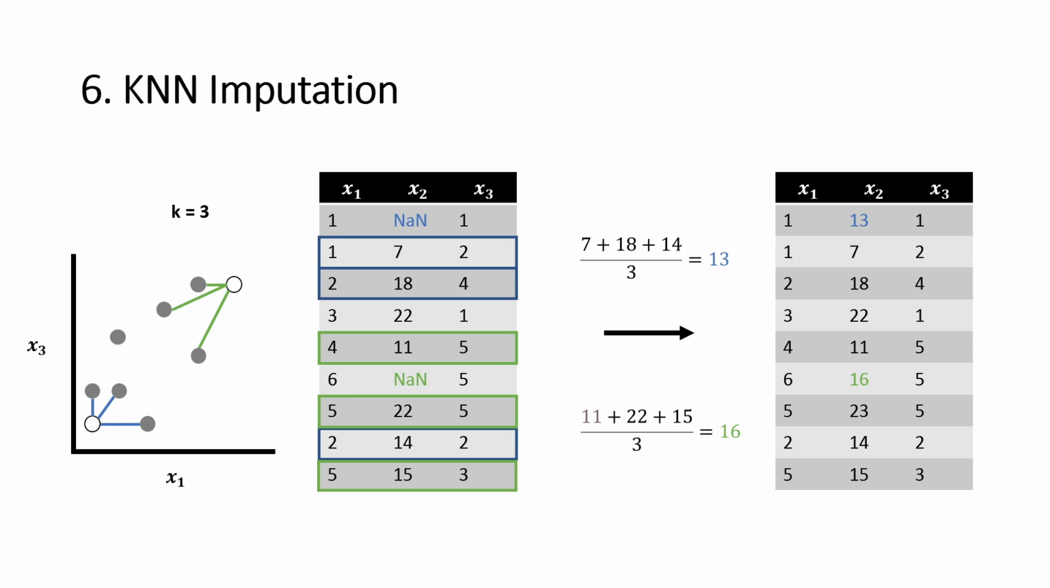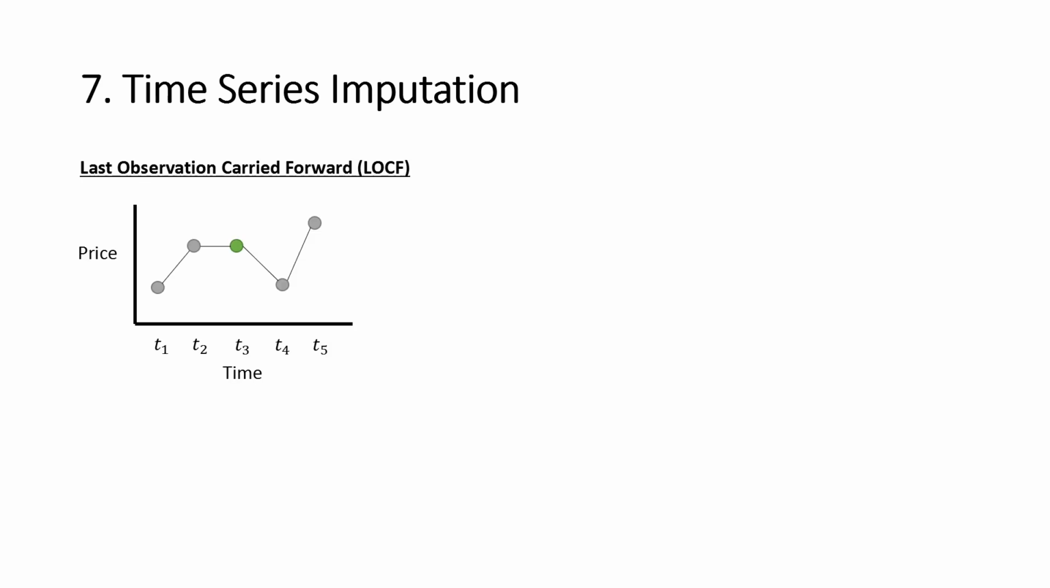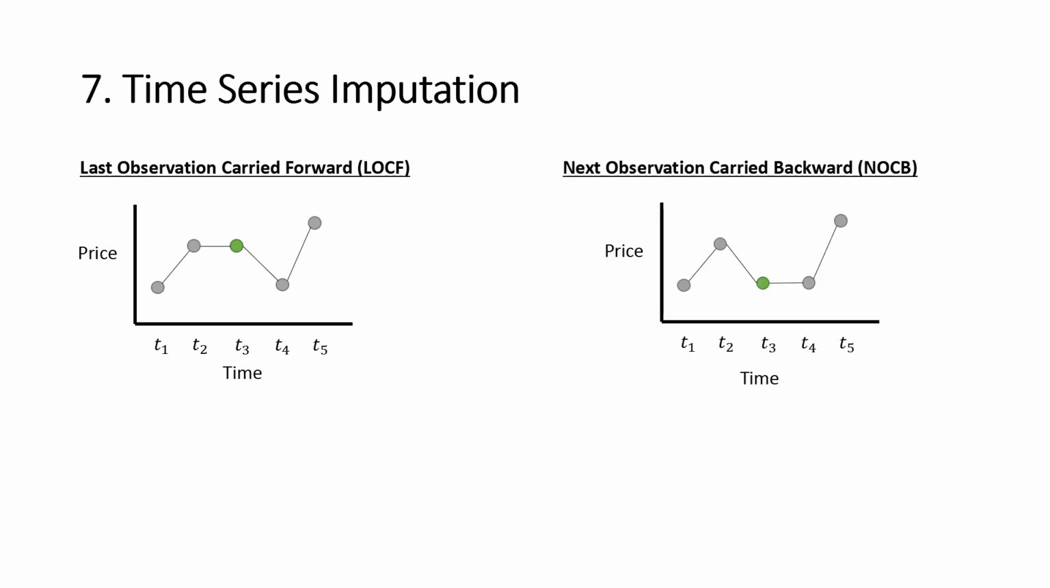An advantage of this method is that it considers the relationship between variables. Some disadvantages, however, are that it is computationally expensive and affected by outliers. Next, we look at time series imputation. The first method is last observation carried forward. Here we are imputing on T3. We simply take the last observation at T2 and carry it forward as the imputation value.